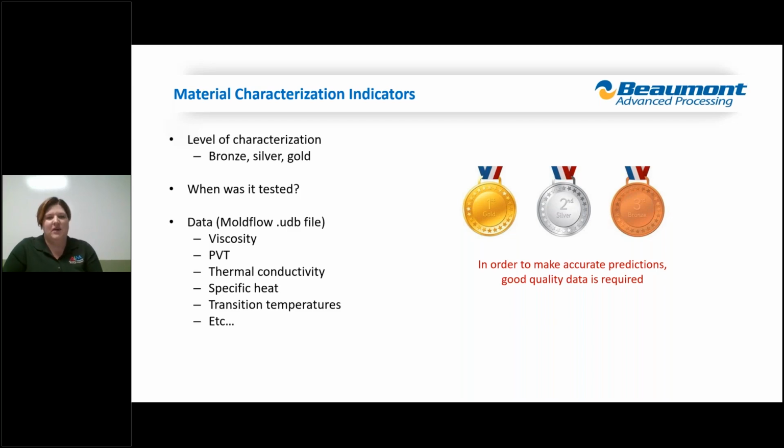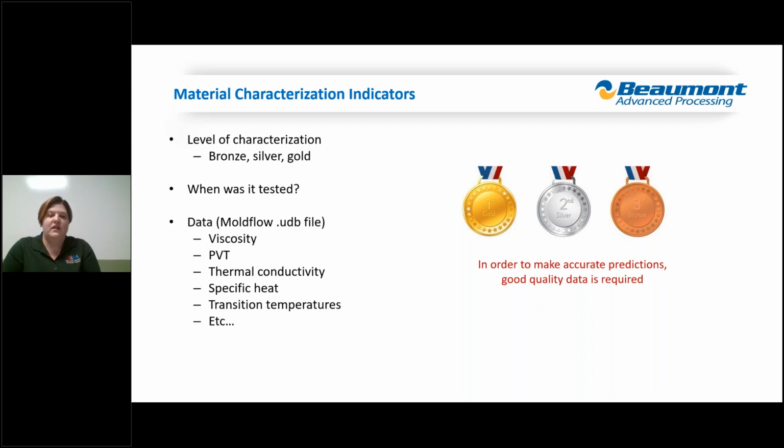Bronze, I always say, is the bare minimum to get it in the database. It does tend to be a lot of single point, a lot of supplemental data, but it should still give us information on trending, help us pick gate locations. If you're looking for exact warpage numbers, you really need a gold-rated material.